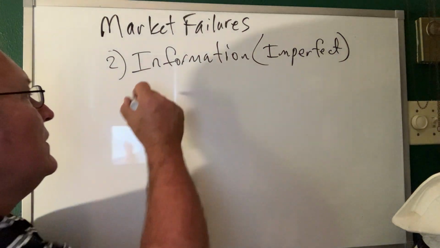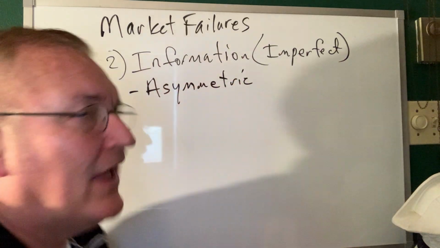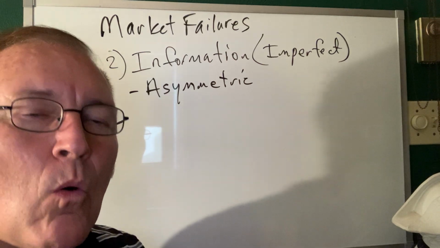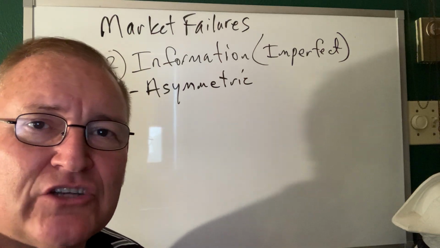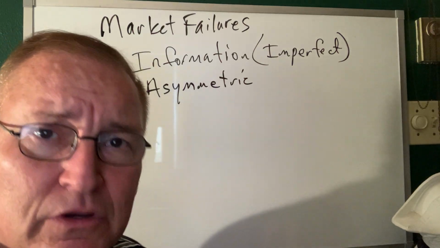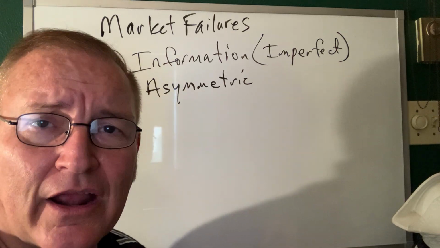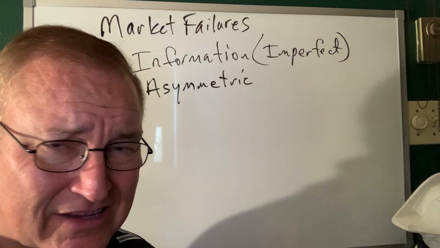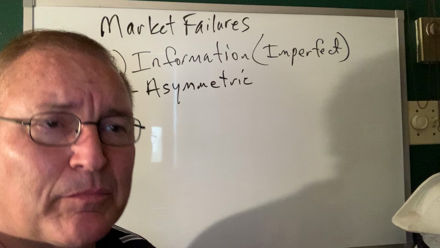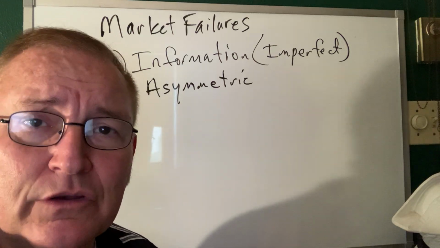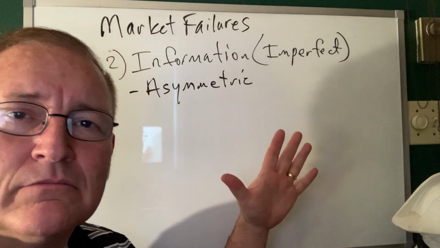And the term is asymmetric information. Asymmetric, one-sided. So when either the buyer or the seller has information that the other party is not privy to, there are problems. Sometimes it's illegal, like insider trading in the stock market. If you have access to information that is not publicly disclosed and you act upon it, then you can be prosecuted and sent to jail. That's the most extreme case.